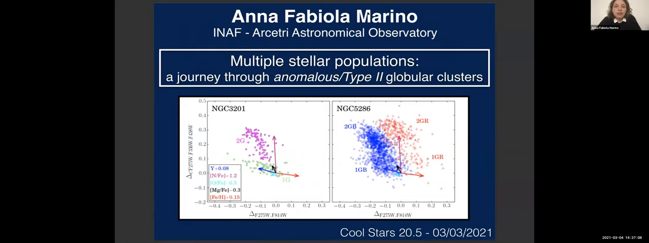Okay. First of all, thank you for giving me the possibility to take you on a journey through the multiple stellar populations. But in my talk, I will focus on a particular class of clusters that I call anomalous or type 2 globular clusters.